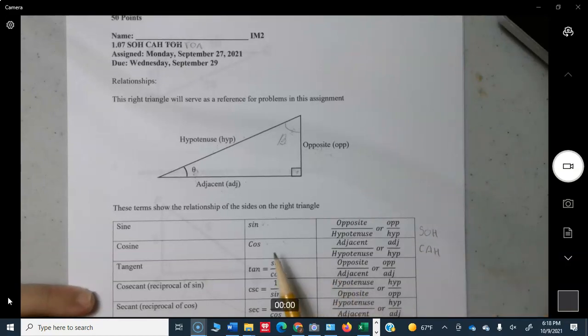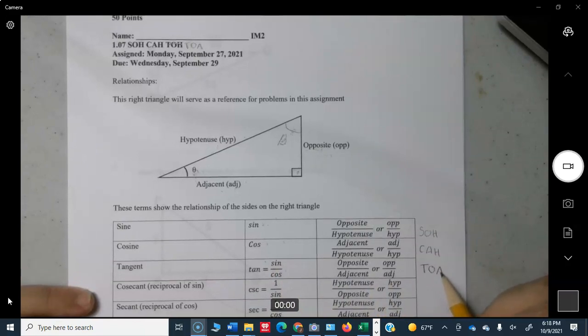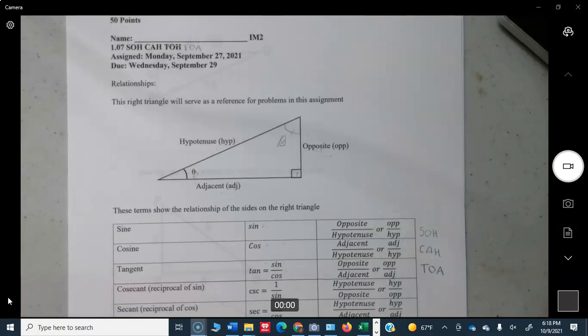And finally, tangent is opposite over adjacent. So that's TOA. So that's where SOHCAHTOA comes from. It's just a memory device to help you remember what sine, cosine, and tangent are. Okay, now we're ready to go on and we're going to work through these problems.